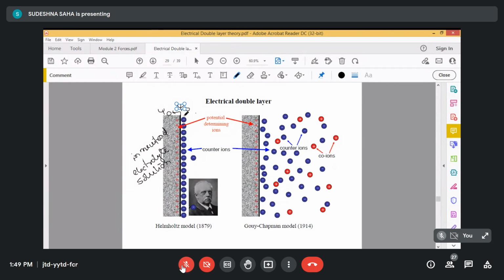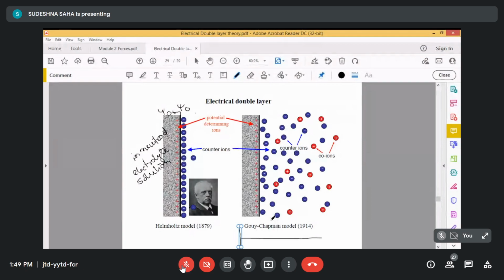Now, although it will not be like this usually, I will come to this Helmholtz model. The Helmholtz model says that if you have n number of charges on the surface of this plate, then n number of counter ions will also be present over here. But that is not the case. What we will see is a distribution of counter ions as well as the co-ions from the surface of the flat plate.